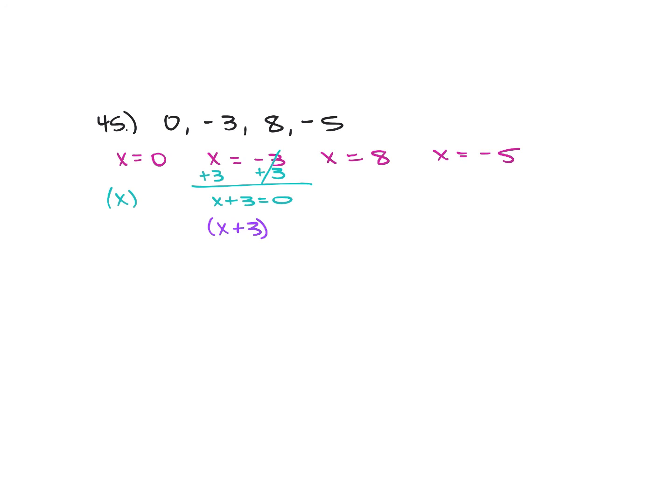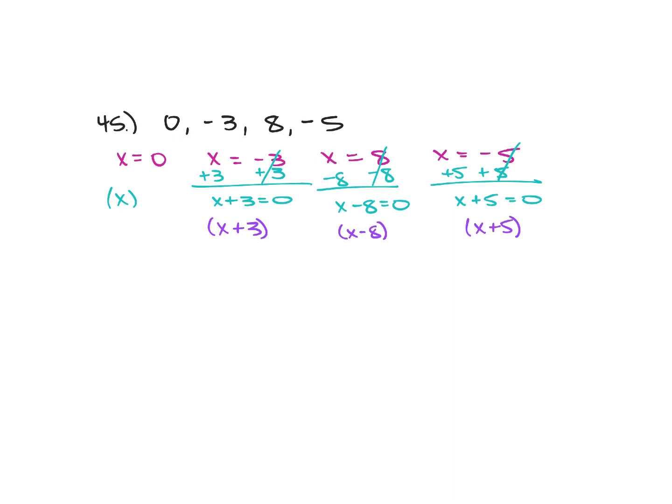For the x is equal to 8, subtract your 8 over. That's going to be x minus 8 is equal to 0. So that's the binomial x minus 8. And then with the x is equal to -5, add your 5 over. So x plus 5 is equal to 0. Gives you the binomial x plus 5.